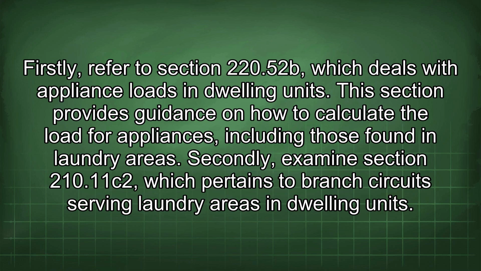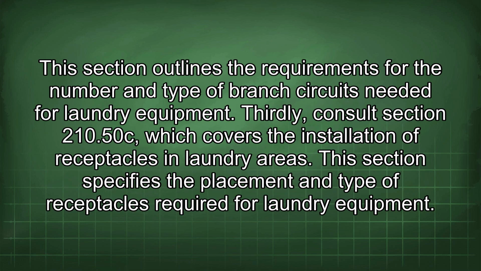Secondly, examine Section 210.11, which pertains to branch circuits serving laundry areas in dwelling units. This section outlines the requirements for the number and type of branch circuits needed for laundry equipment. Thirdly, consult Section 210.50, which covers the installation of receptacles in laundry areas. This section specifies the placement and type of receptacles required for laundry equipment.